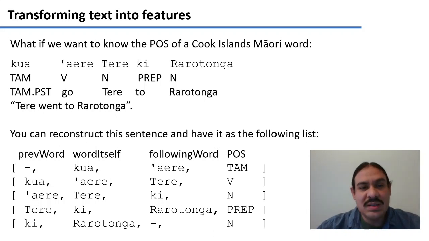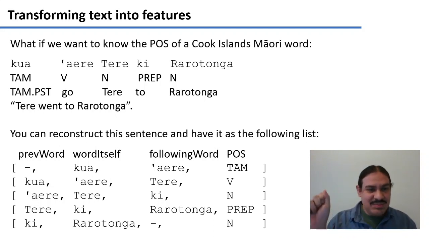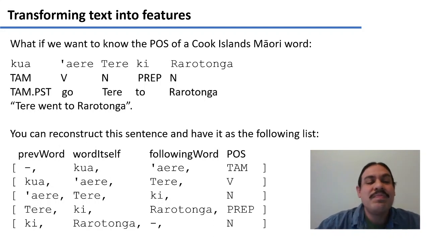How are we going to do this? We could have a table like this. The first column is the previous word. The second column is the word. The third column is the following word. And then we have the part of speech. So for the first one, kua, kua does not have a previous word, so we just have a null for the previous word of kua. Then the word kua itself, then its following word, aere, and then the part of speech of kua, a tense aspect mood marker.